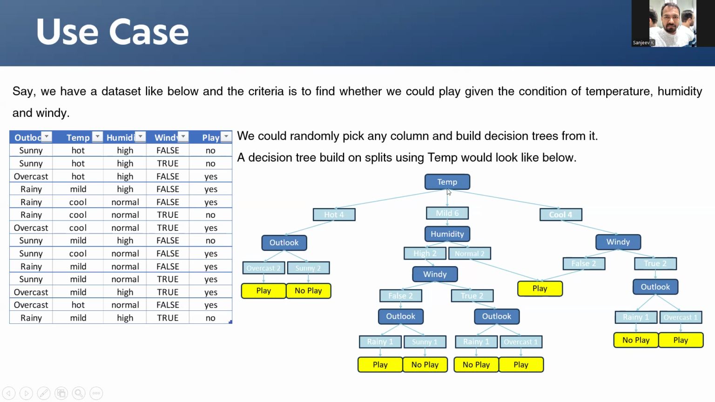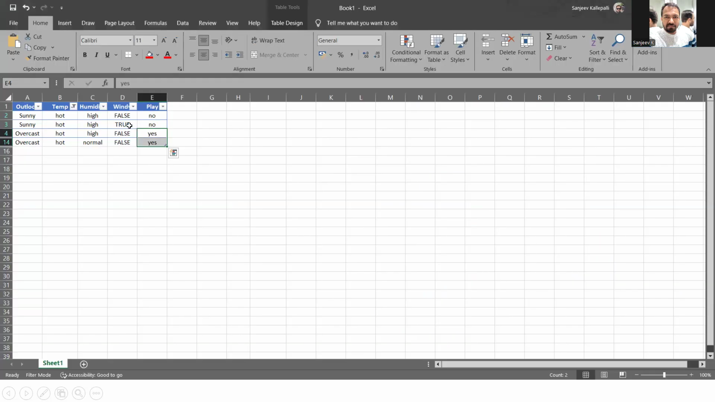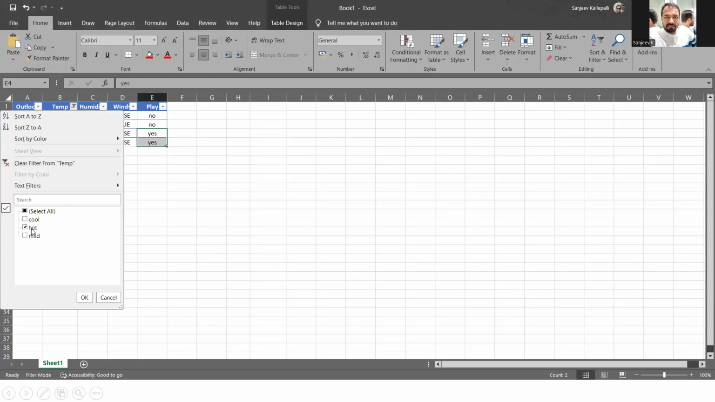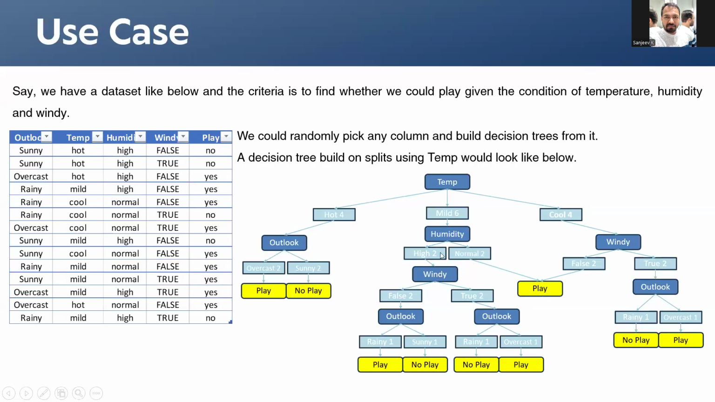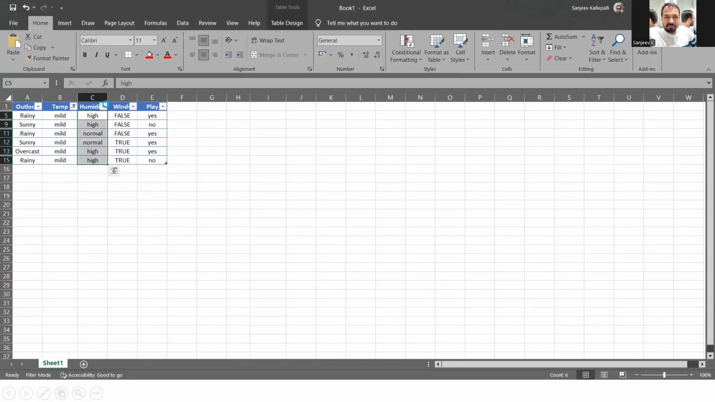Similarly, if you go and check mild, so let us choose mild. In mild, I have taken humidity as the next column. Again, if I see mild, my target column still has some impurity. To resolve this, I'm going to take humidity as one of the features for further splitting. So in humidity, I have 2 values, high and normal. What if the value is high?